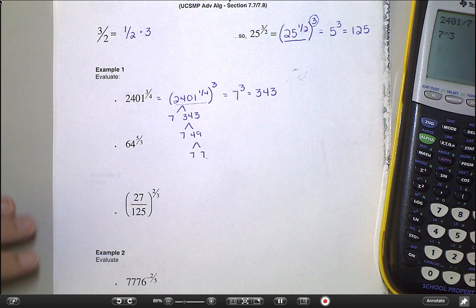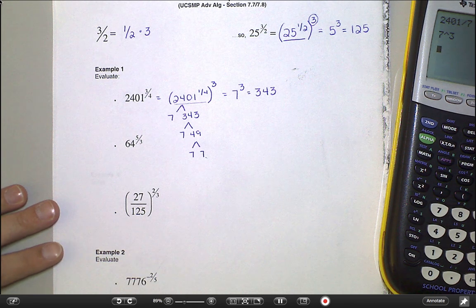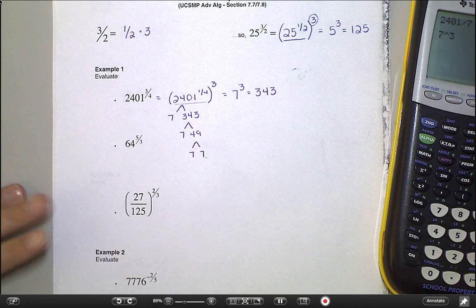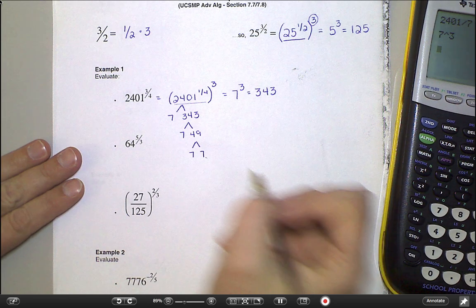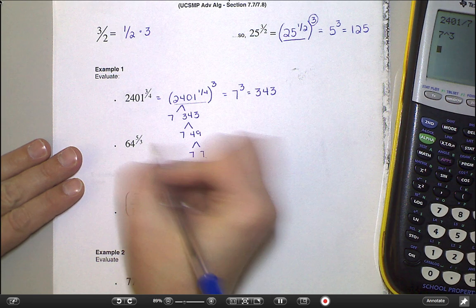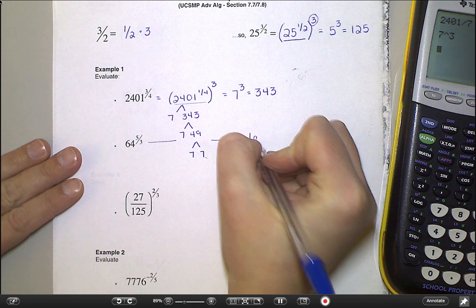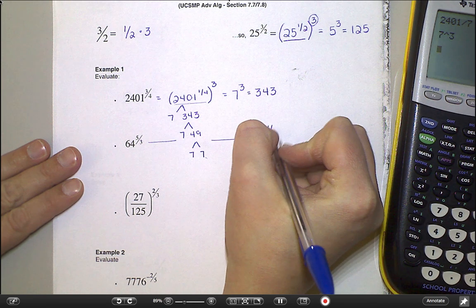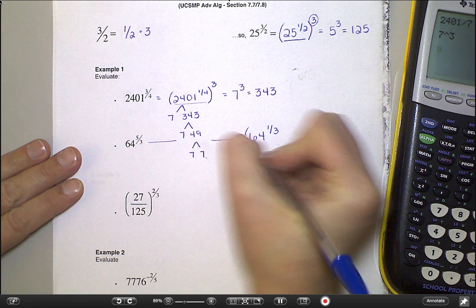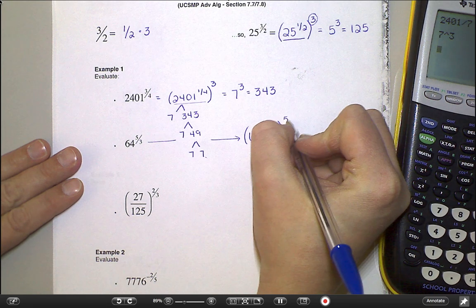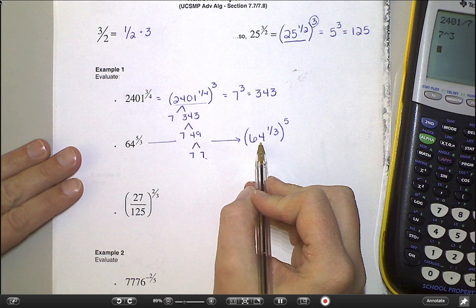Okay, so now I did this factor tree because I assumed that none of you knew off the top of your head that 7 to the 4th power was equal to 2401. Okay, but like on this next one, 64 to the 5/3 would be 64 to the 1/3, and then to the power of 5. I am hoping you know the answer to this off the top of your head.